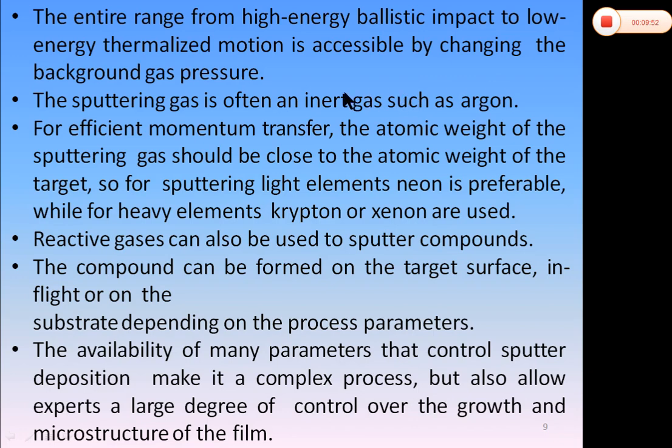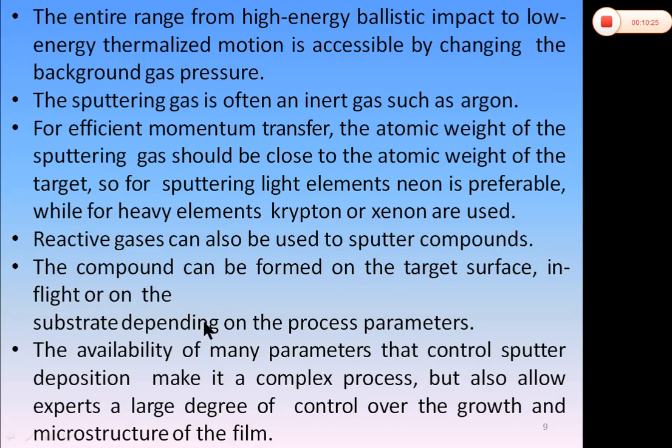for efficient momentum transfer. The atomic weight of the sputtering gas should be close to the atomic weight of the target. So for sputtering light elements, neon is preferable, while for heavy elements, krypton or xenon are used. This is a very simple thing. Reactive gases can also be used to sputter compounds. The compounds can be formed on the target surface, in flight, or on the substrate, depending on the process parameters.